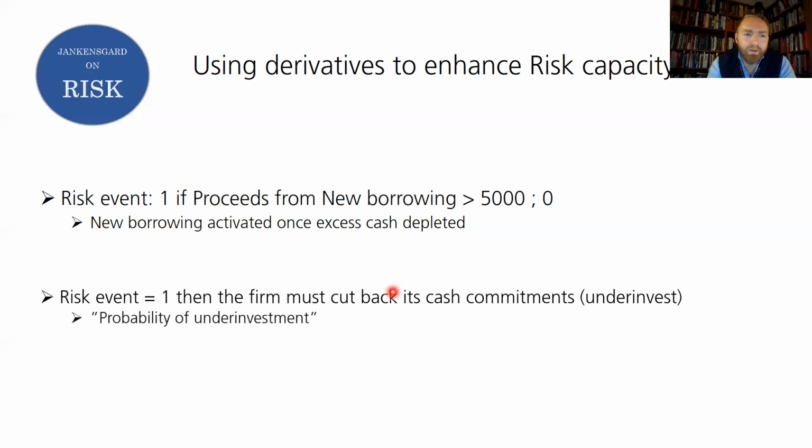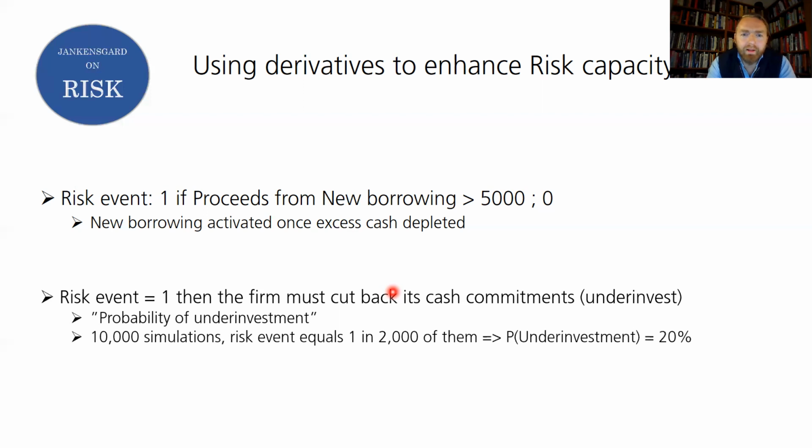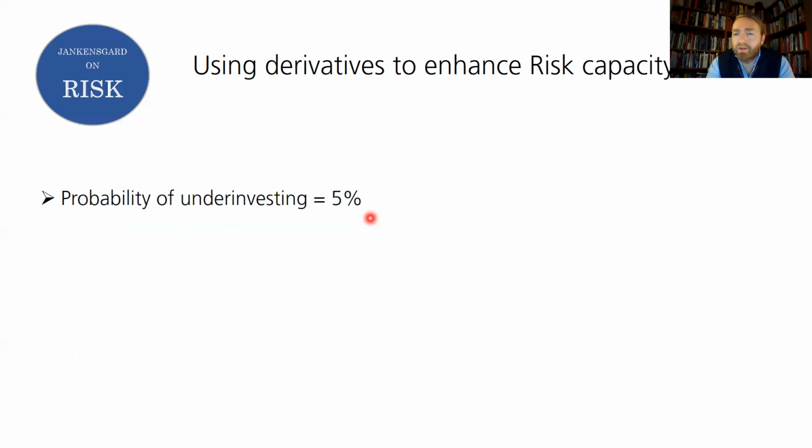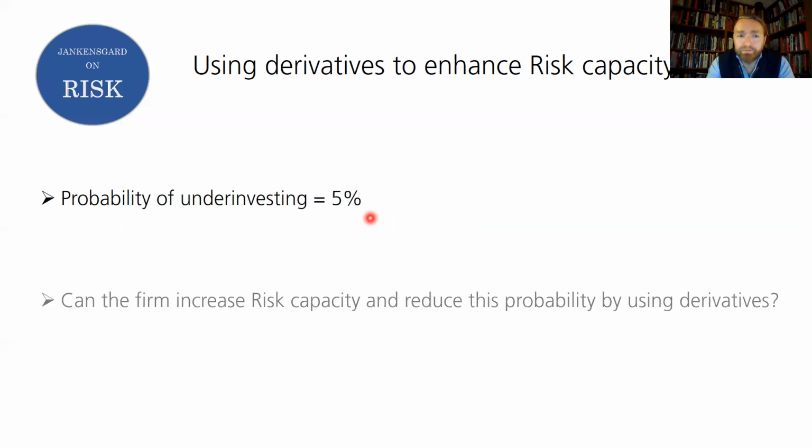So it could be thought of as the probability of underinvestment when you do that in a large number of scenarios. Let's say you find that happening in 2,000 out of 10,000 simulated scenarios. It flags a 1. That means the probability of underinvestment is 20% because you are exceeding your constraint. So the probability of underinvestment then will be inversely related to risk capacity. The more risk capacity you have, the lower this probability will be. So that is how this works effectively. And with the current set of assumptions, that turns out to be 5%.